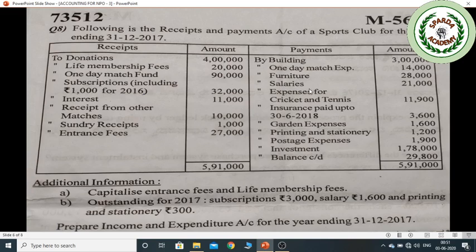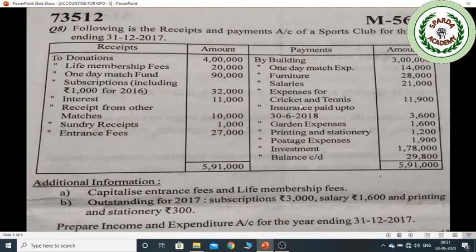Then salaries. It is a revenue item. It must be recorded in the income and expenditure account. For this salary, there is an adjustment here. Outstanding for 2017. 2017 means current year. Subscription is also there. Salary is there. Printing and stationery is also outstanding. So for salary, one adjustment is there, outstanding of current year, we should treat it.